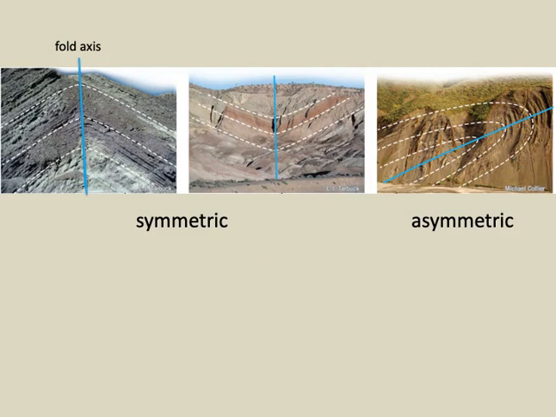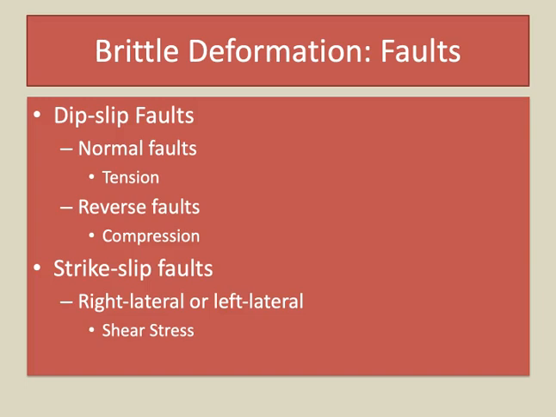Let's move on to structures caused by brittle deformation, known as faults. Faults are breaks in the crust along which movement has occurred. When this happens, we get earthquakes. We recognize two categories of faults, dip-slip faults and strike-slip faults. There are two types of dip-slip faults: normal faults caused by tensional stress, and reverse faults caused by compression. For strike-slip faults, we give them two names, right-lateral or left-lateral, both of which are caused by shear stress.